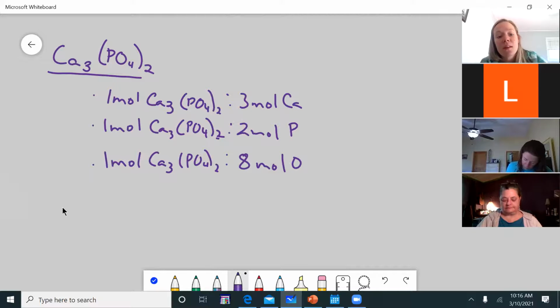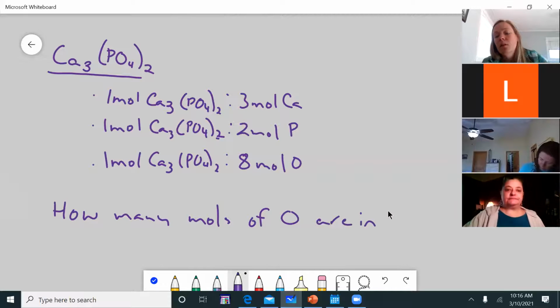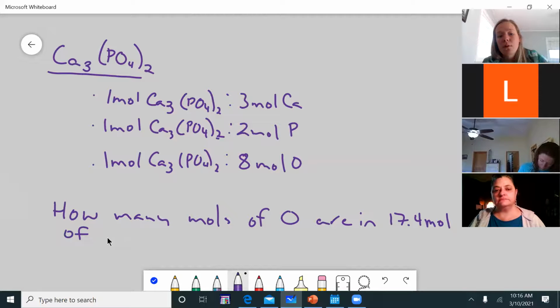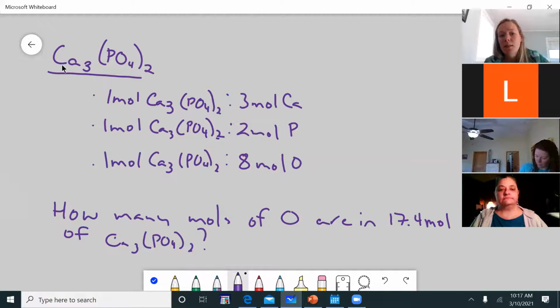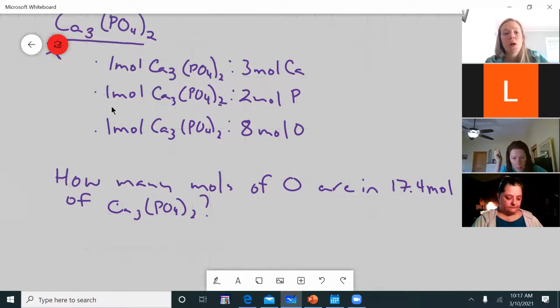So let's say, how many moles of oxygen are in 17.4 moles of Ca3(PO4)2? So same formula as this one right here. So you'll be using one of these conversion factors. I want you to give it a try. You're going from the compound to oxygen.